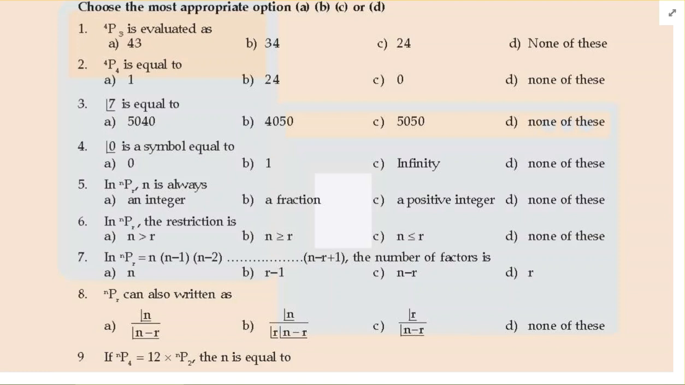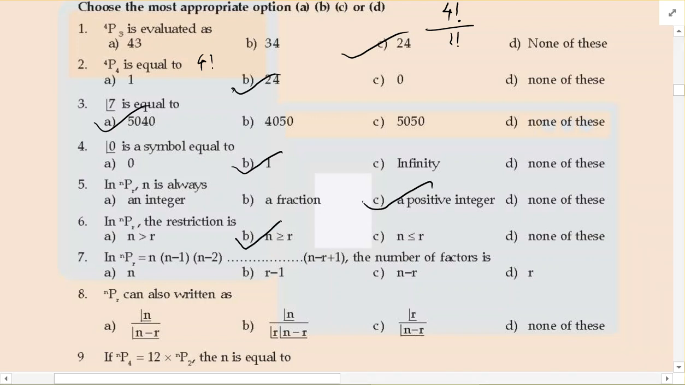4P3 is evaluated as 4 factorial by 4 minus 3 factorial, that is 1 factorial. 24 by 1, that is 24. 4P4 is equal to 4 factorial, that is 24. 7 factorial is 5040, that I told you to learn. 0 factorial is a symbol equal to 1. In NPR, n is always a positive integer. C is a better option. In NPR, the restriction is n is greater than or equal to r, because you cannot select more things out of fewer things.